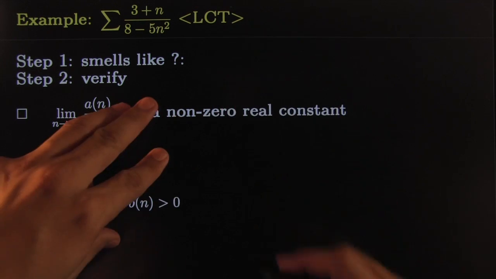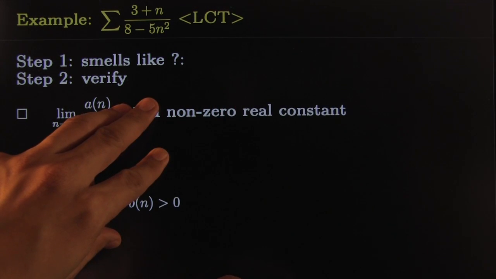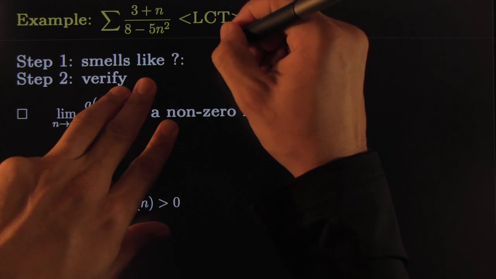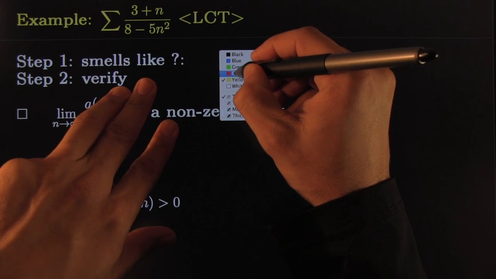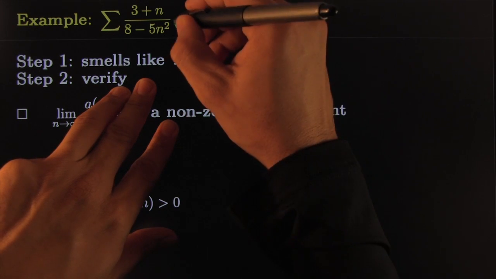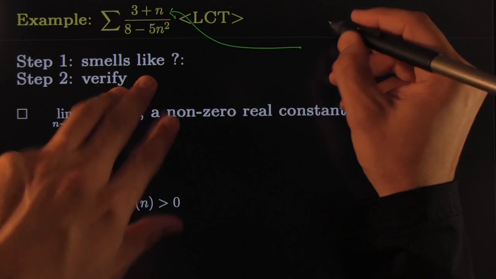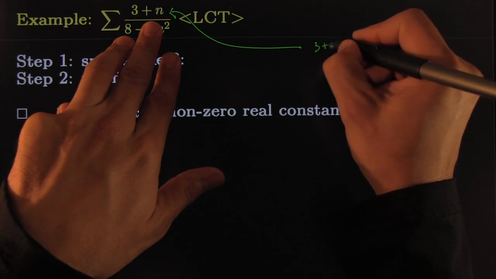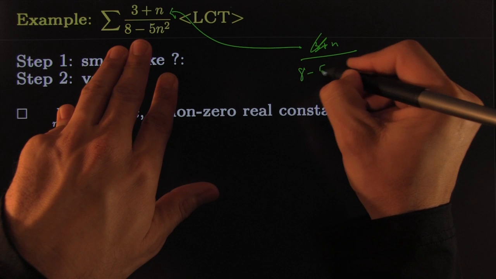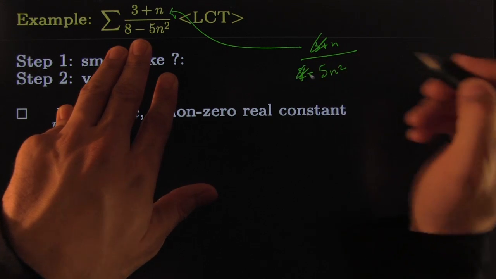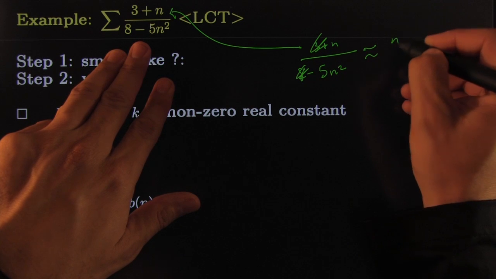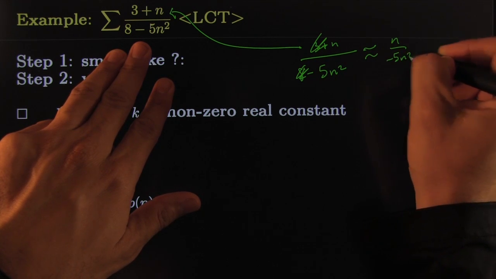All right. So to do that, here's what I'm thinking. I'm going to think in green today. On the top, I'm thinking that 3 plus n, well, the 3 really doesn't matter. And on the bottom, I've got 8 minus 5n squared. I'm thinking that the 8 really doesn't matter that much. I'm thinking that this looks roughly like n over negative 5n squared.